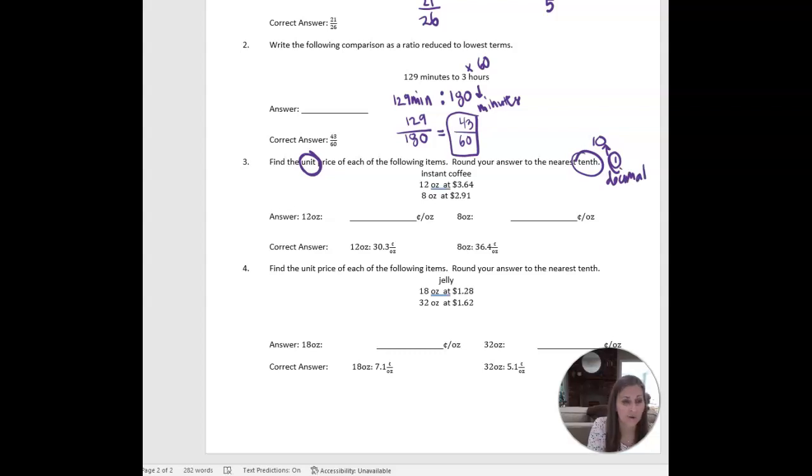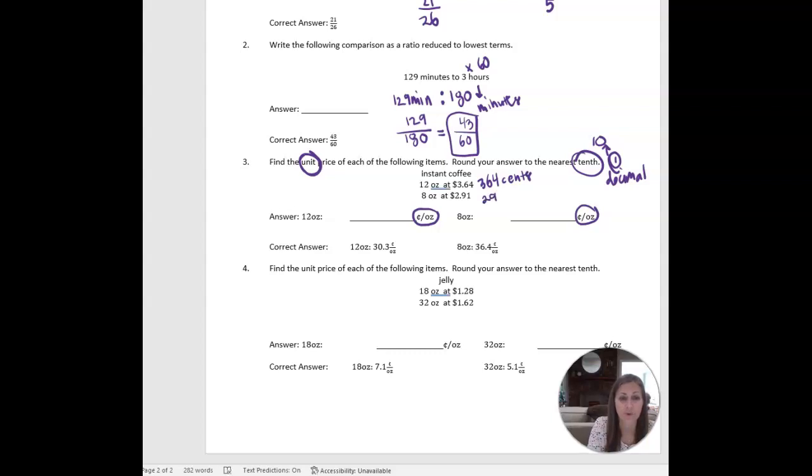Now, be careful. This is the answer for 12 ounces, and this is the answer for 8 ounces. But look at how they want you to compare it. They want you to compare the cents per ounce. Again, over here, cents per ounce. Well, we know that $3.64 is actually 364 cents. Now, how did I know to do that? Because I looked at how Hawks wants my answer.